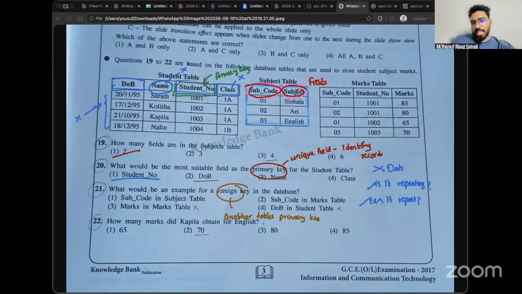In the subject table, you have to find the primary key. Out of subject code and subject name, which field do you think is the primary key here? The subject table.